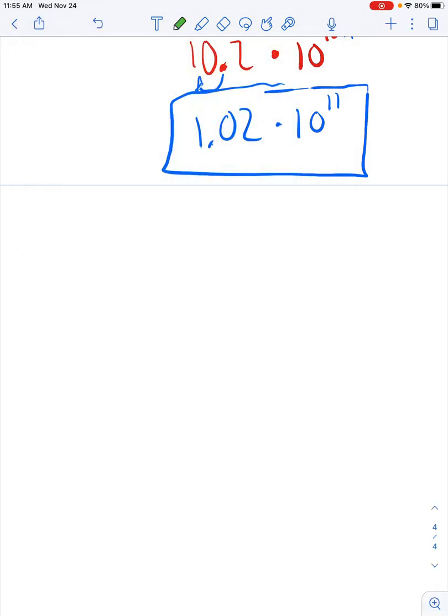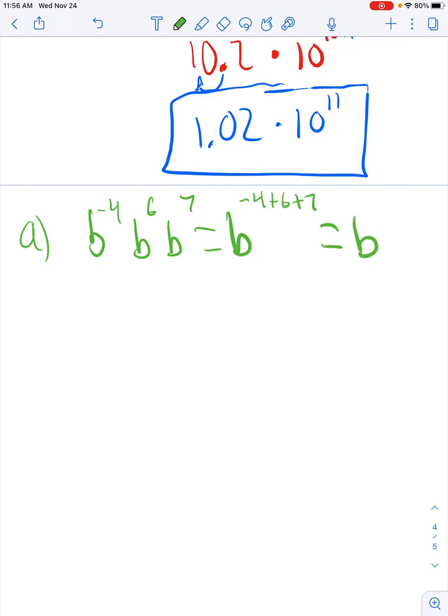So let's take b to the negative 4th multiplied by b to the 6th multiplied by b to the 7th. Because they have the same base, I can go ahead and add my exponents. Negative 4 plus 6 is 2. 2 plus 7 is 9. So after simplifying, I get b to the 9th power.